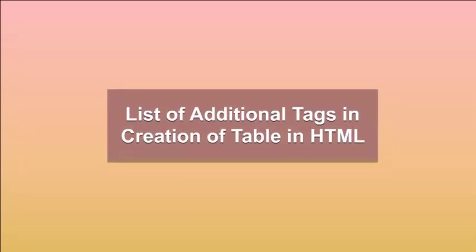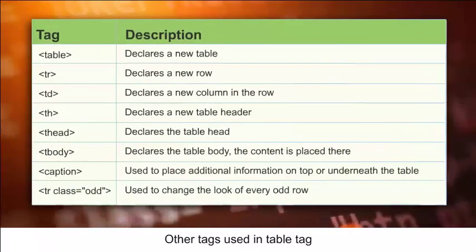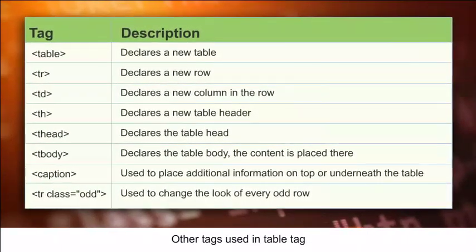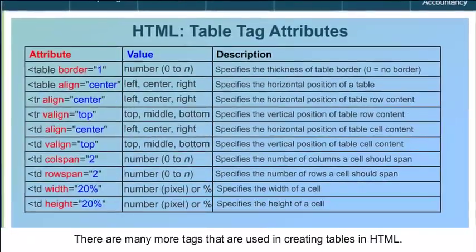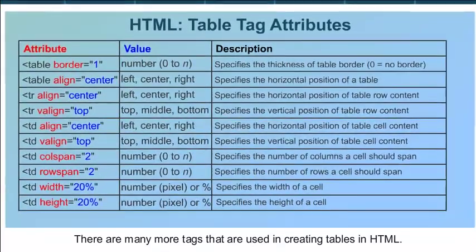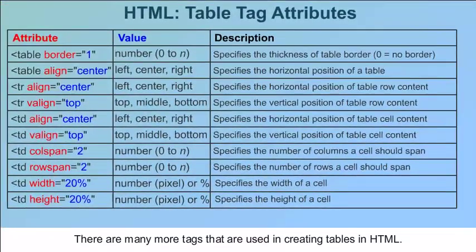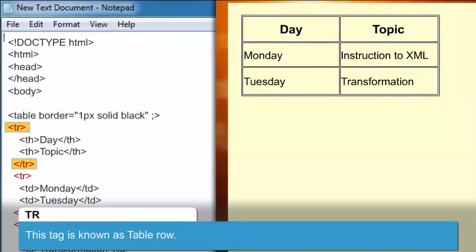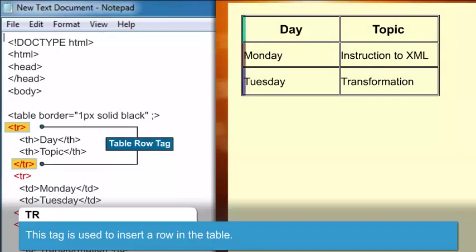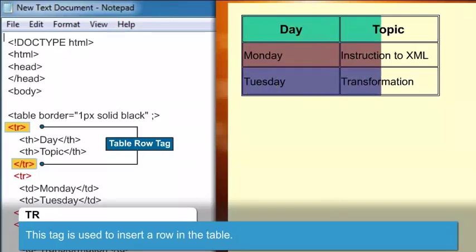List of additional tags in creation of tables in HTML. Other tags used in table tag. There are many more tags that are used in creating tables in HTML. TR. This tag is known as table row. This tag is used to insert a row in the table.